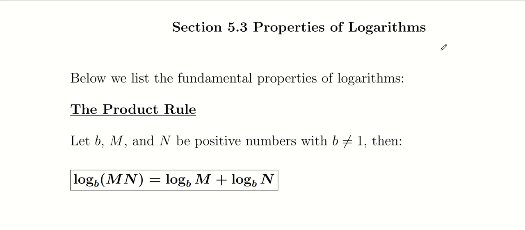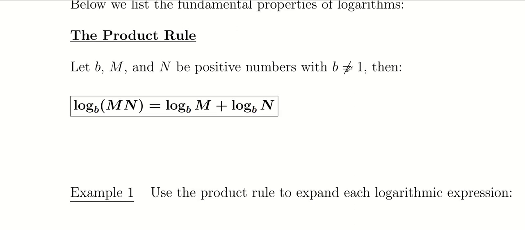In section 5.3, we're going to discuss properties of logarithms. Below is a list of the fundamental properties of logarithms. The first one is what's referred to as the product rule. Let b, m, and n be positive integers such that b is not equal to 1. Then the logarithm base b of the product m times n is equal to log base b of m plus log base b of n.